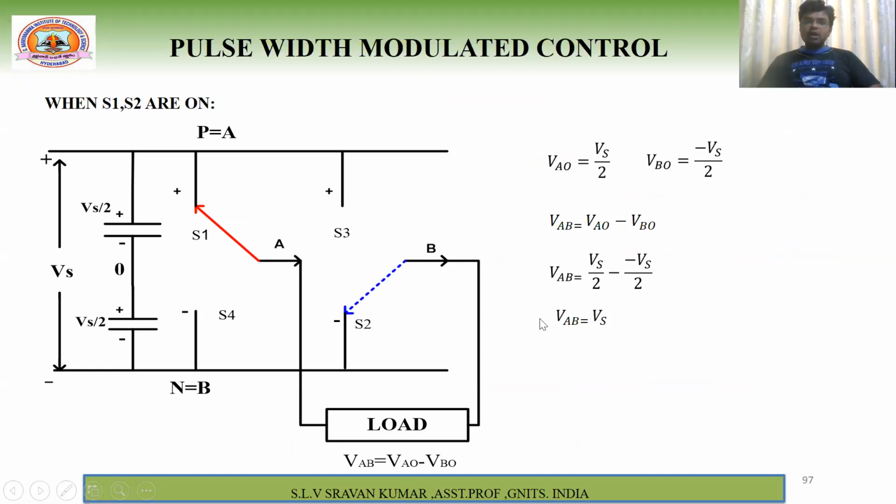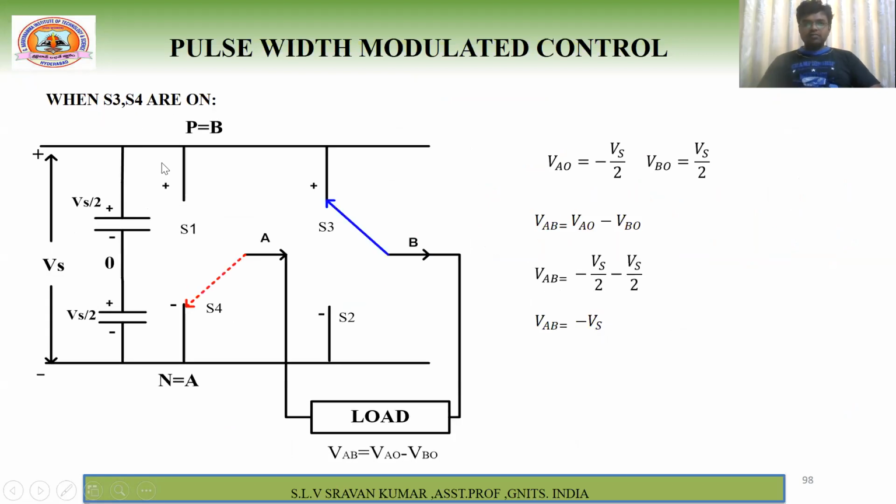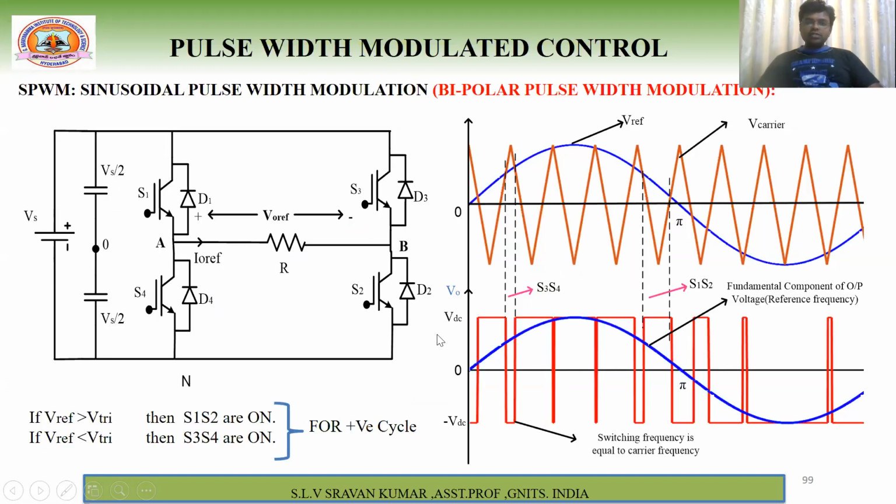When S1 and S2 are on, what is the output voltage? Plus Vs. When S3, S4 are on, what is the output voltage? Minus Vs. Right. Now see here, whenever your reference wave is greater than triangular wave, S1 and S2 are on. When S1 and S2 are on, what is the output voltage? Vs or VDC. Okay.